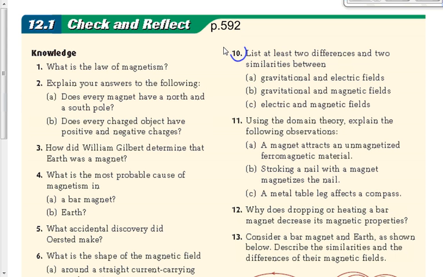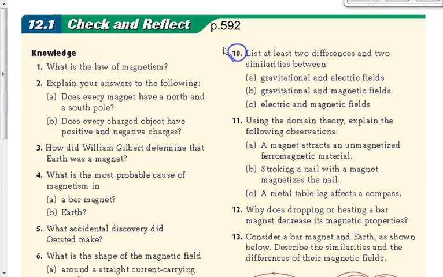A qualitative question. It says list 2 differences and 2 similarities between gravitational and electric fields, gravitational and magnetic fields, and then electric and magnetic fields. So the 3 types of fields that we've learned about this year. Really gravity was last year, I guess, but electric and magnetic fields this year. Let's compare and contrast them.